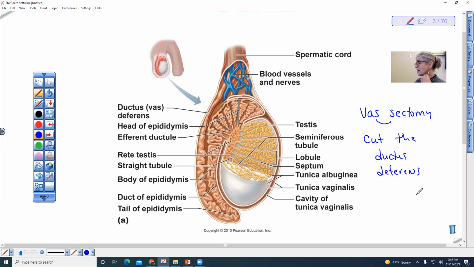However, males with vasectomies can still ejaculate, because the ejaculate includes sperm, but it has all of the other stuff that is added to the sperm by the accessory glands.